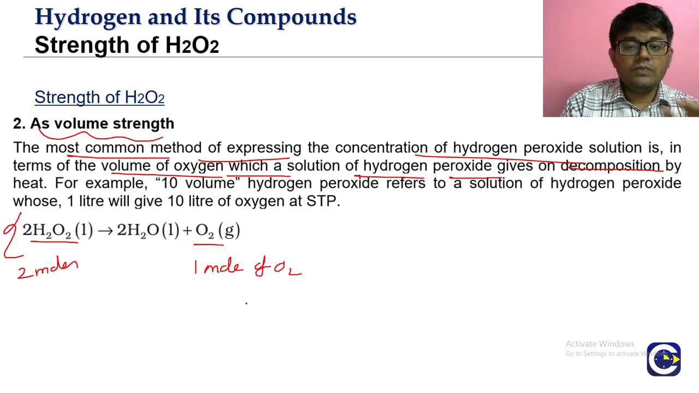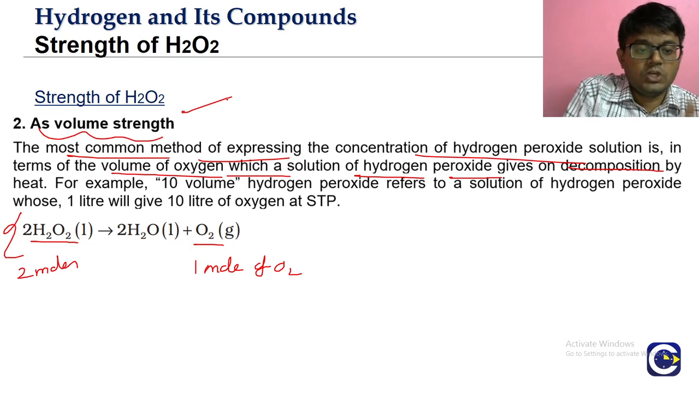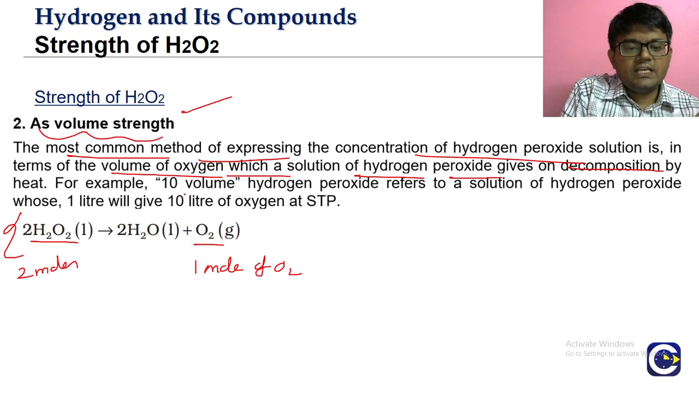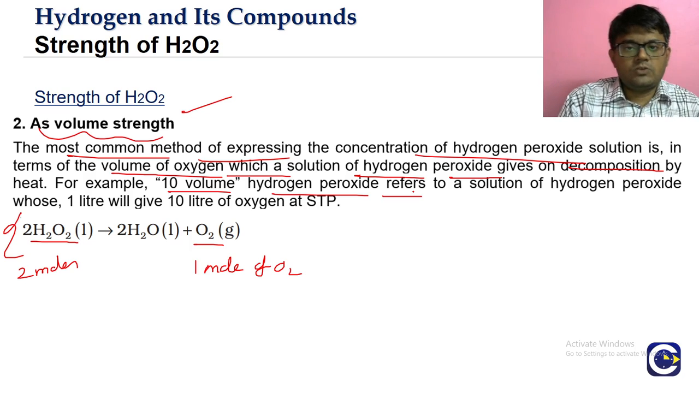Now we use this idea: how much volume of oxygen is produced from a given amount of hydrogen peroxide. That is the basic concept involved in defining the volume strength. But let us look at the actual definition. Generally, whenever we look at volume strength values, they will say either 10 volume hydrogen peroxide, 20 volume hydrogen peroxide, or 5 volume hydrogen peroxide. What do you mean by 10 volume hydrogen peroxide?